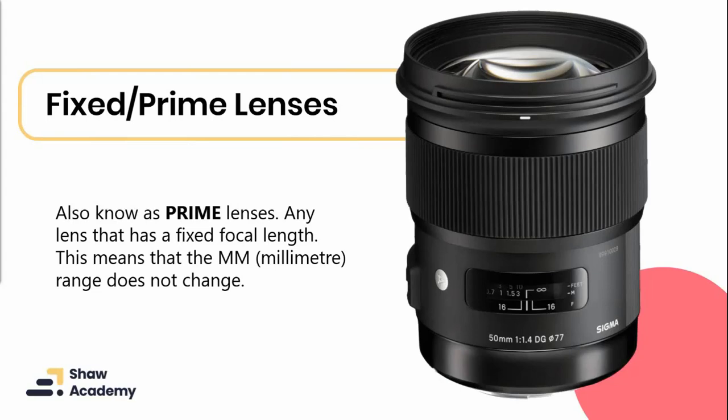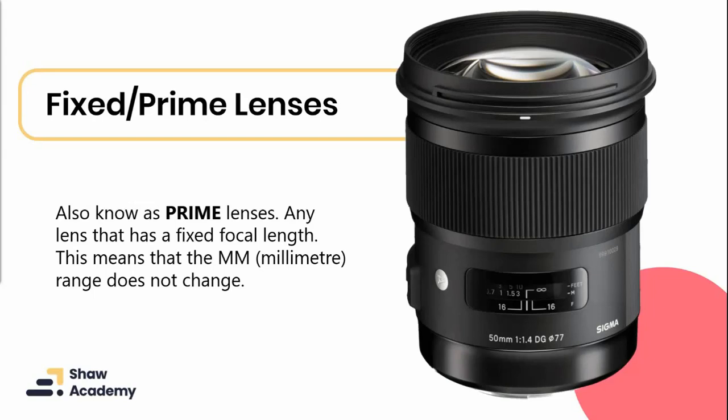Now, the reason they're known as prime lenses as well is that they tend to be higher quality than zoom lenses. They're less versatile because I don't have the ability to zoom in or zoom out. So I'm a little bit more restricted with my type of video when it comes to these types of lenses, but they do tend to be higher quality with a greater depth of field, and they also are preferred when it comes to video capture.